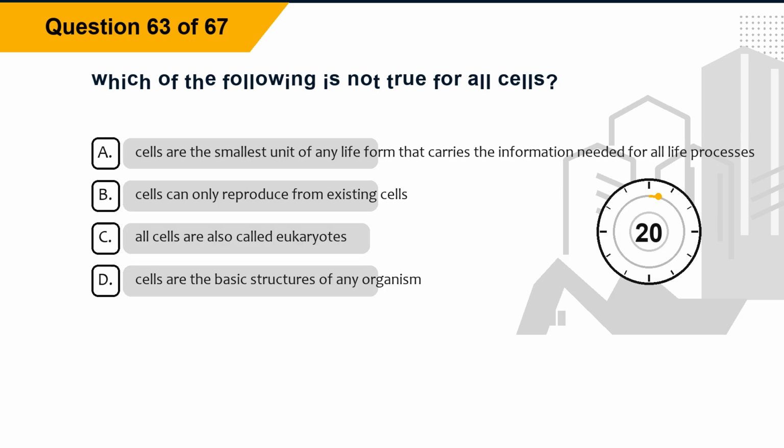Question 63. Which of the following is not true for all cells? Option A, cells are the smallest unit of any life form that carries the information needed for all life processes. Option B, cells can only reproduce from existing cells. Option C, all cells are also called eukaryotes. Option D, cells are the basic structures of any organism.